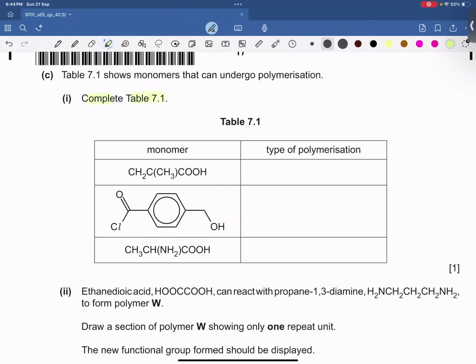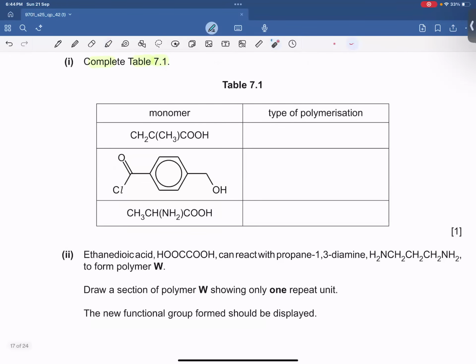Complete table 7.1. This is a carboxylic acid. This is acyl chloride and alcohol. I mean to say two different functional groups are present on either side of the carbon atom. And this compound has a double bond also, guys. Look at this carbon. This compound has a double bond here. And this compound has COOH and NH2. So for the type of polymerization, whenever we have a double bond between the carbon atoms, polymerization is going to be addition. Whenever we have this sort of compound, it's going to be condensation.